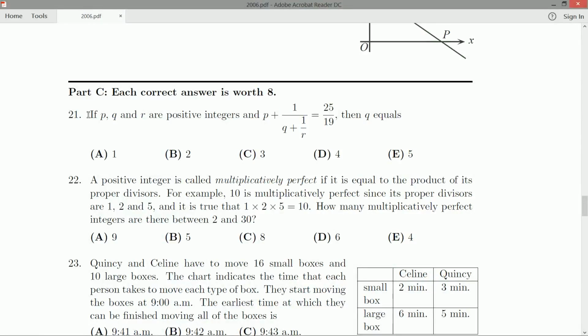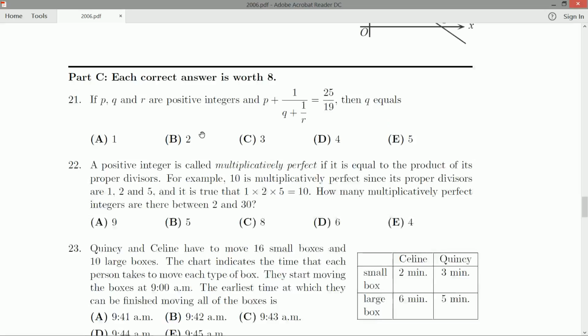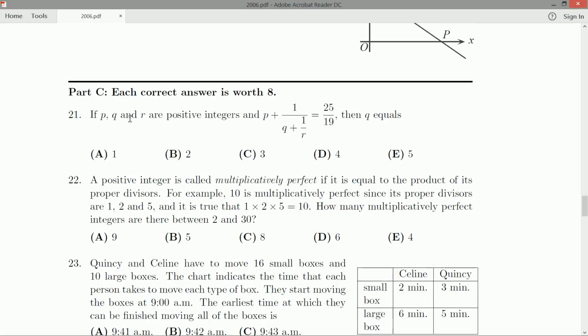Okay, so let's take a look at question 21, our first question in Part C. If P, Q, and R are positive integers, and P plus 1 over Q plus 1 over R equals 25 over 19, then Q equals... So it's interesting, this expression here is what we call a continued fraction. It's actually pretty nifty and something that you might study if you go on to learning more about number theory. We don't particularly need to know any of that for this question.